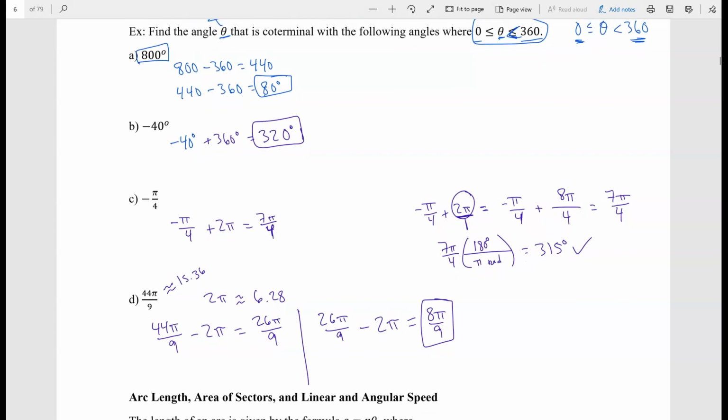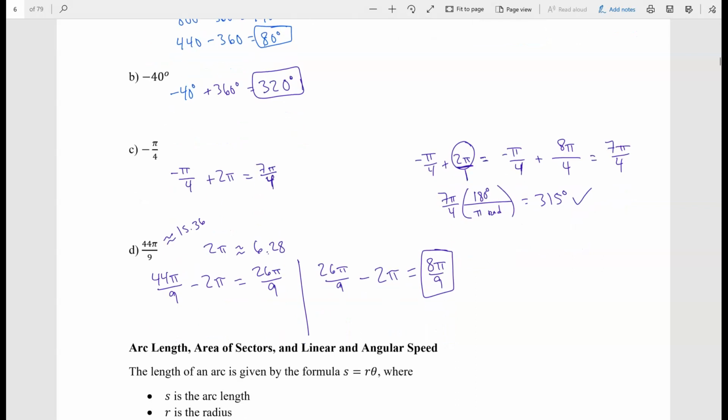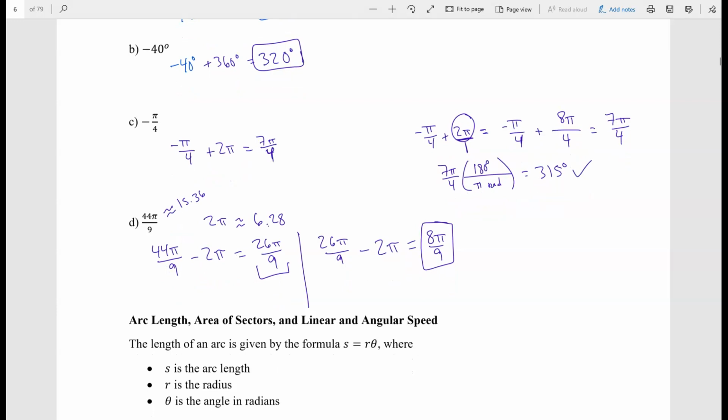So with a little bit of practice, you might want to have your calculator set to decimal form so that you can keep track of it. Or another way that you can do it is just convert it to degrees, and degrees sometimes can be a little bit easier to look at.